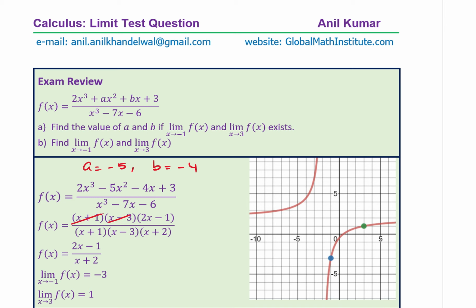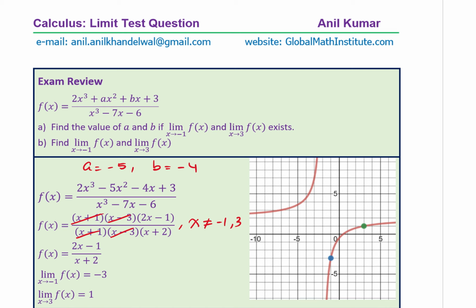In both, we found that x plus 1 and x minus 3 were common factors, and therefore it reduces to 2x minus 1 divided by x plus 2, where x is not equal to minus 1 and 3. So there are holes at these points. Now to find the limit, we'll substitute x equals minus 1 to find the limit as x approaches minus 1, and we can substitute x equals 3 to find the limit when x approaches 3. We get our limits as minus 3 and 1 respectively.